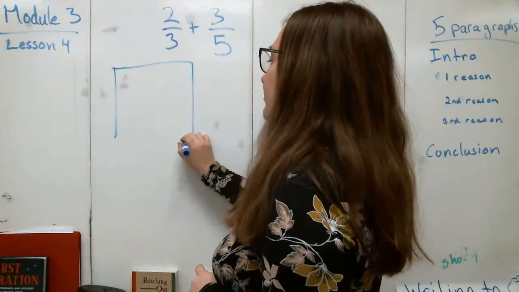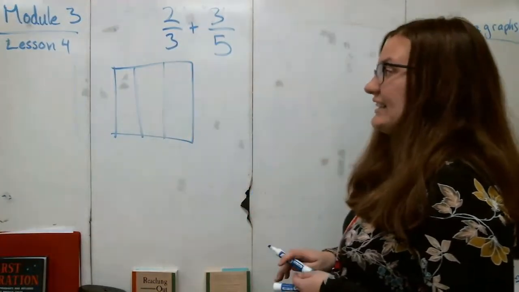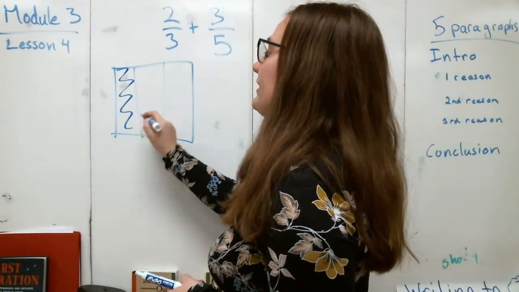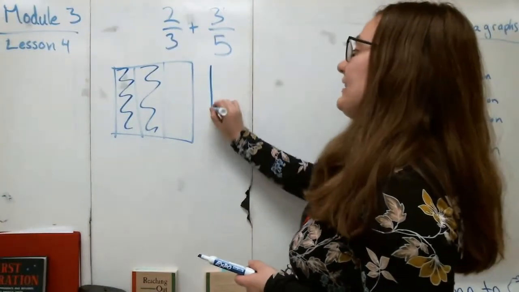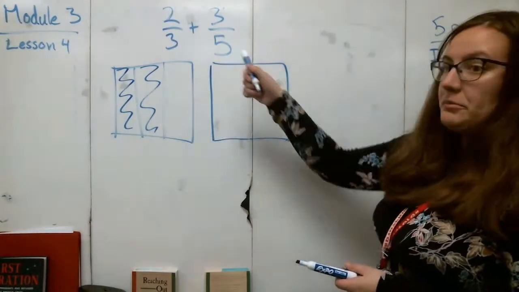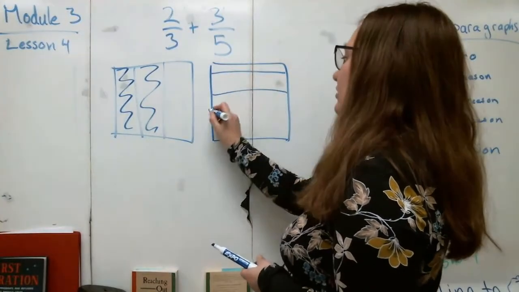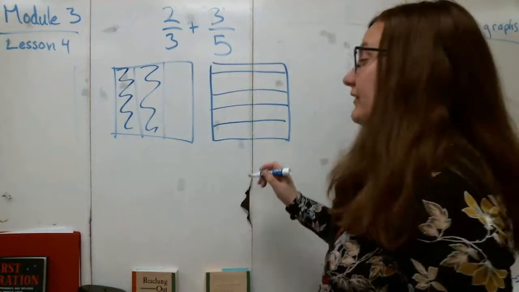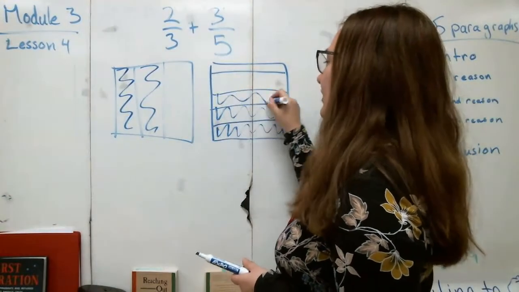So I have my model here to show 2/3, split it into thirds, and then I'll shade in 2 parts because my numerator is 2. And then I have my second model, and I'm going to split this model into fifths horizontally. So 1, 2, 3, 4. And I need to shade in 3 of these parts. So I shade in 1, 2, 3.